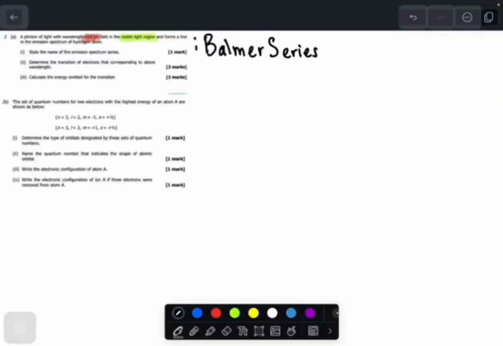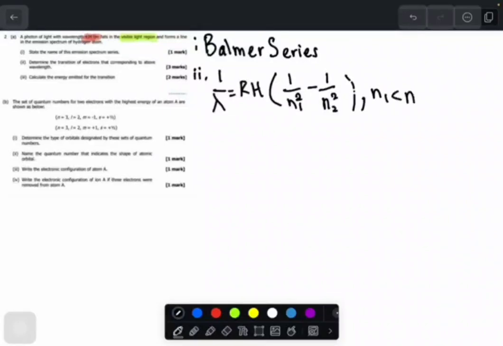Moving on to Roman 2. Determine the transition of electron that corresponds to the above wavelength. Transition of electron means the electron from a higher energy level falls to a lower energy level, or it can be vice versa as well. But in this question, we're going to use the formula 1 over lambda equals RH (1 over n1 squared minus 1 over n2 squared), with n1 less than n2.